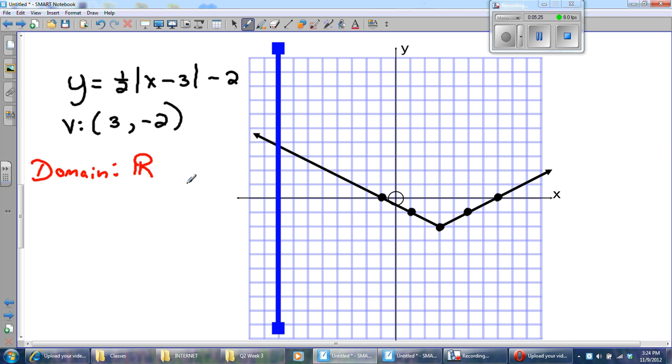Now, let's do the range. To do the range, we're going to use a horizontal line. All right, so let me get a horizontal line out. It doesn't matter, it's a broken line.